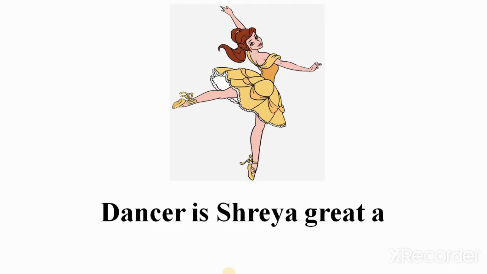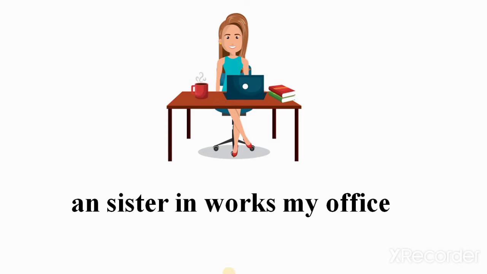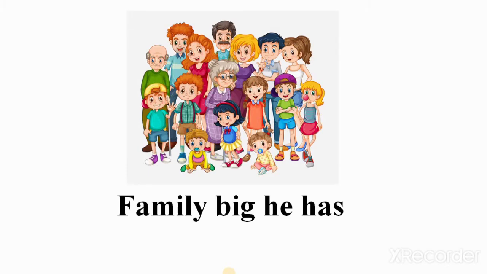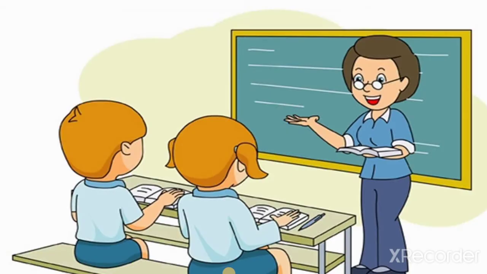Look at these pictures and read the group of words carefully. Dancer is Shreya, great, Ancestor in works, my office. Fruits market, go to bring them. Family big he has. Now think, do these group of words make any sense? No. These group of words make no sense.